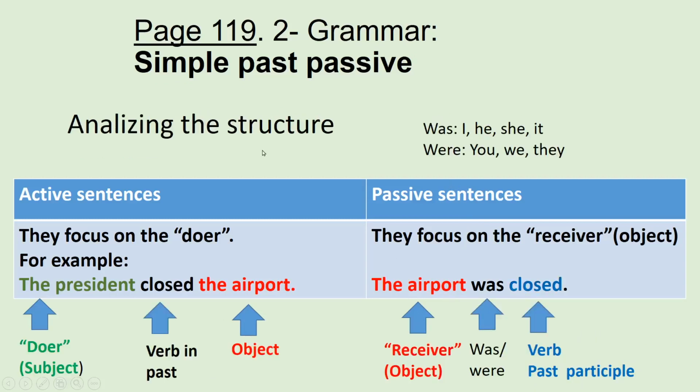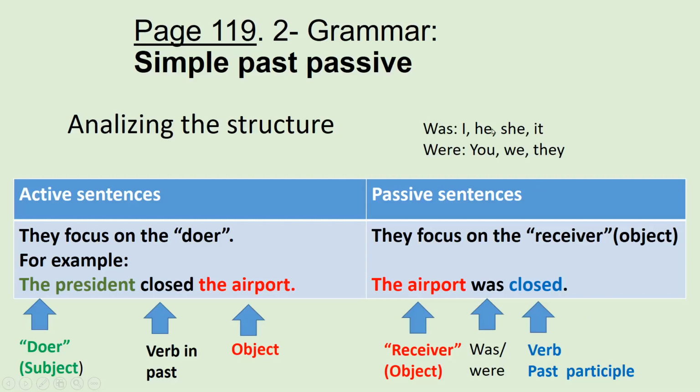Now we're going to analyze the structure a little bit. This may be helpful. In active sentences, we have the doer, in this case the subject, the president, a verb in past, in this case closed, and the object, in this case the airport. In passive sentences, we start with the object, which becomes the subject. We have was or were, and we have closed, a verb in past participle.